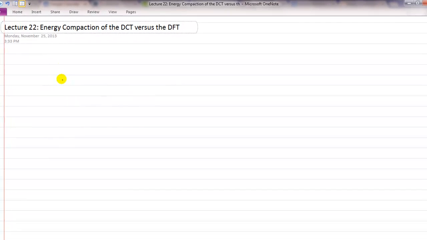In the last lecture, we had started talking about one of the most important properties of transforms, which is that of compressibility or energy compaction. And I had motivated it to some level. Let's now formally define the notion of compressibility or energy compaction.